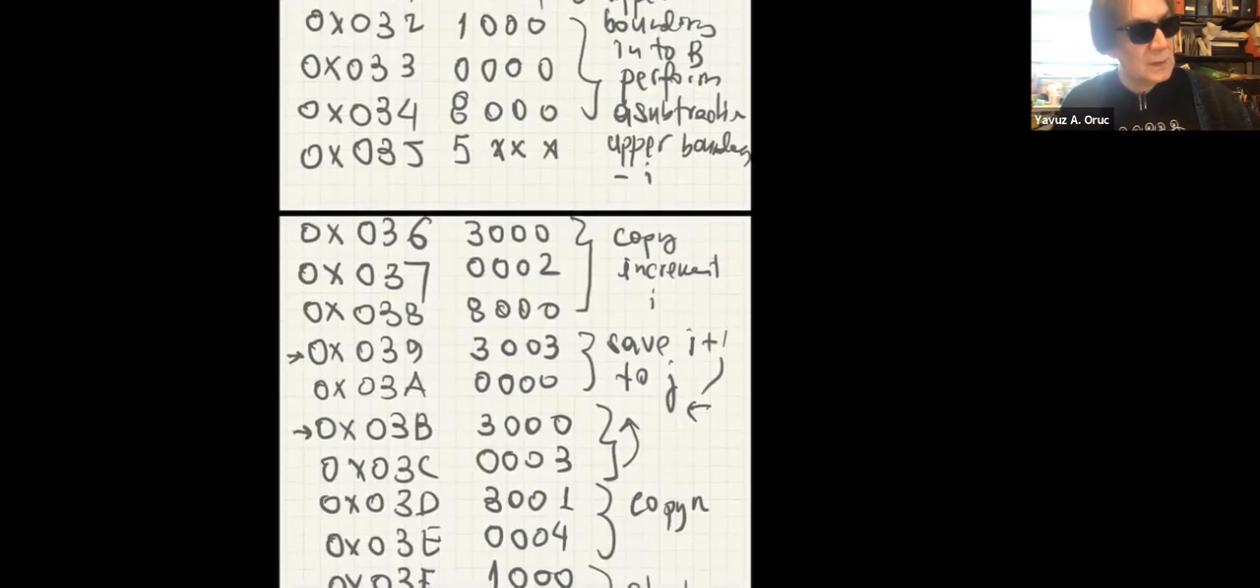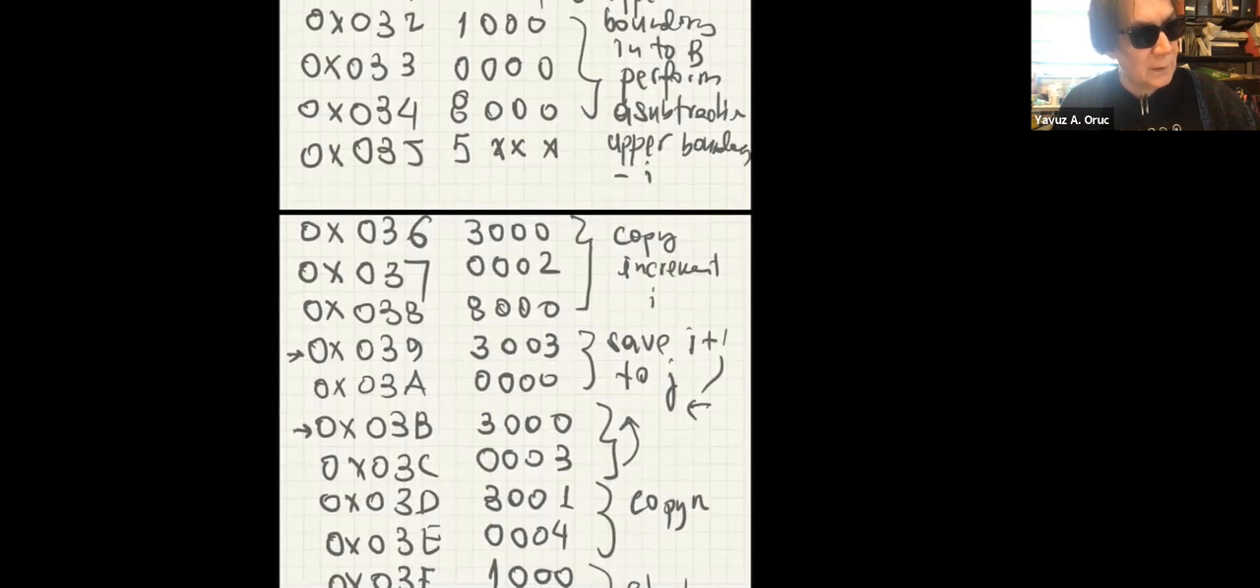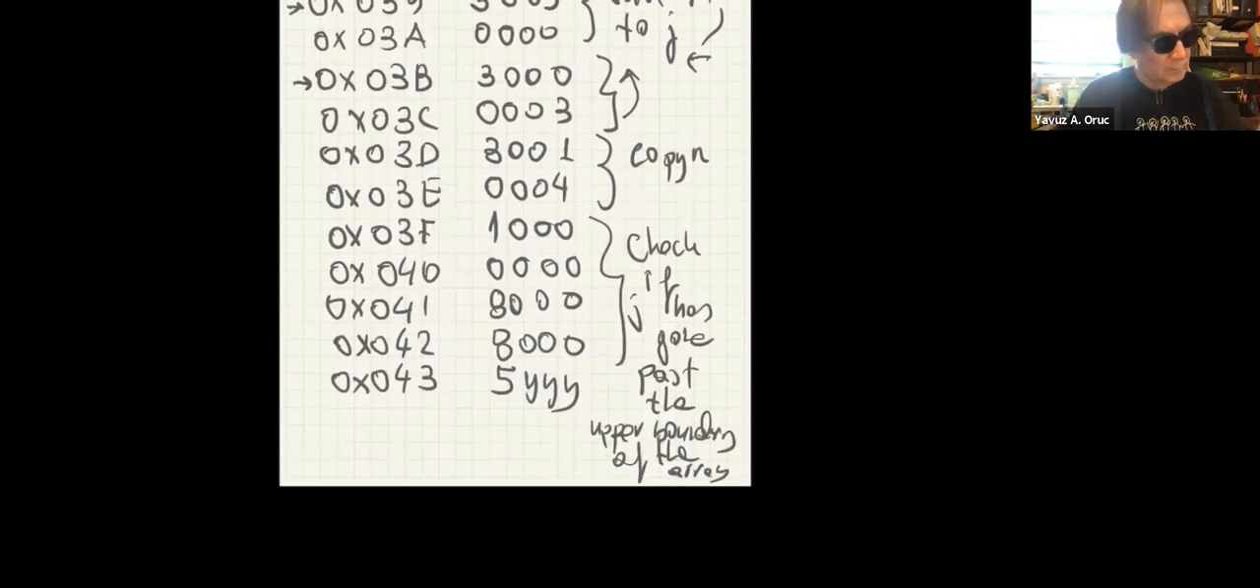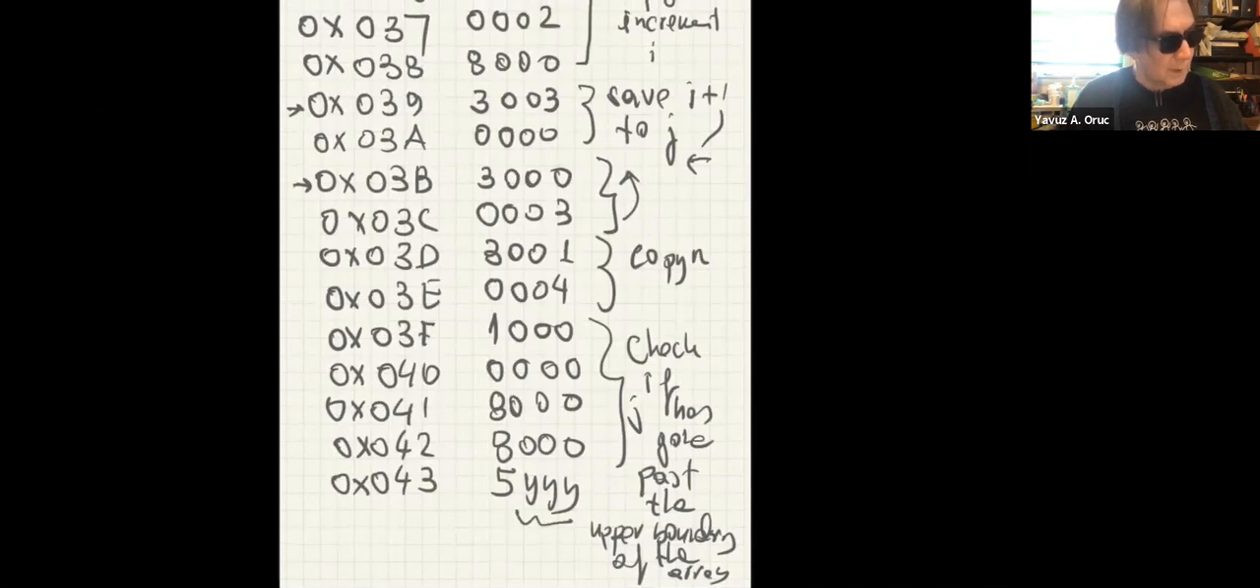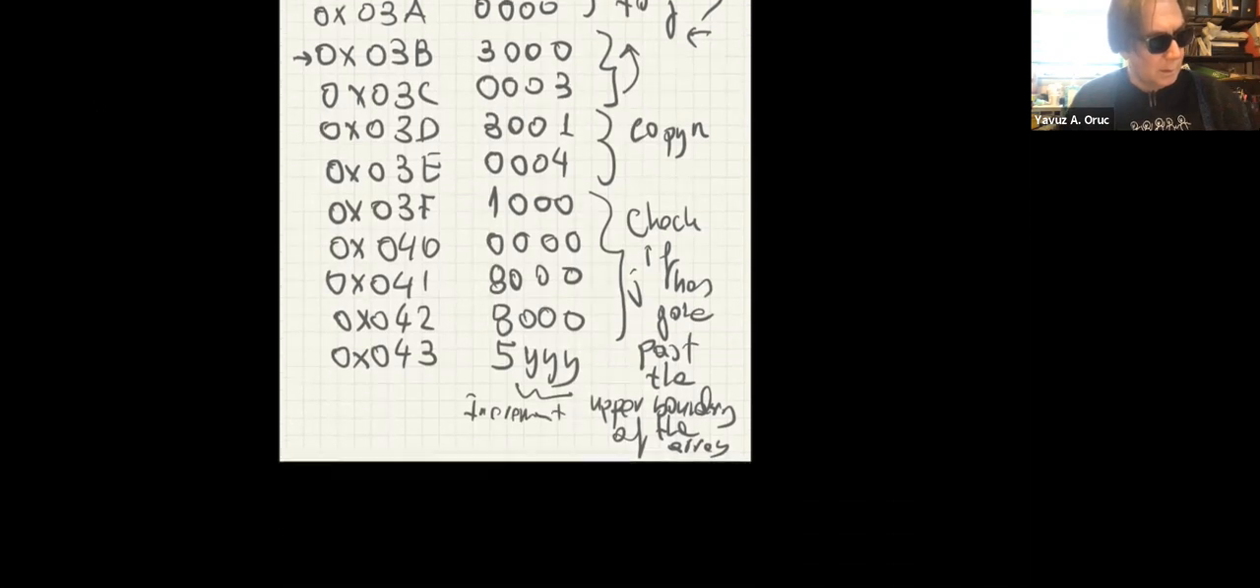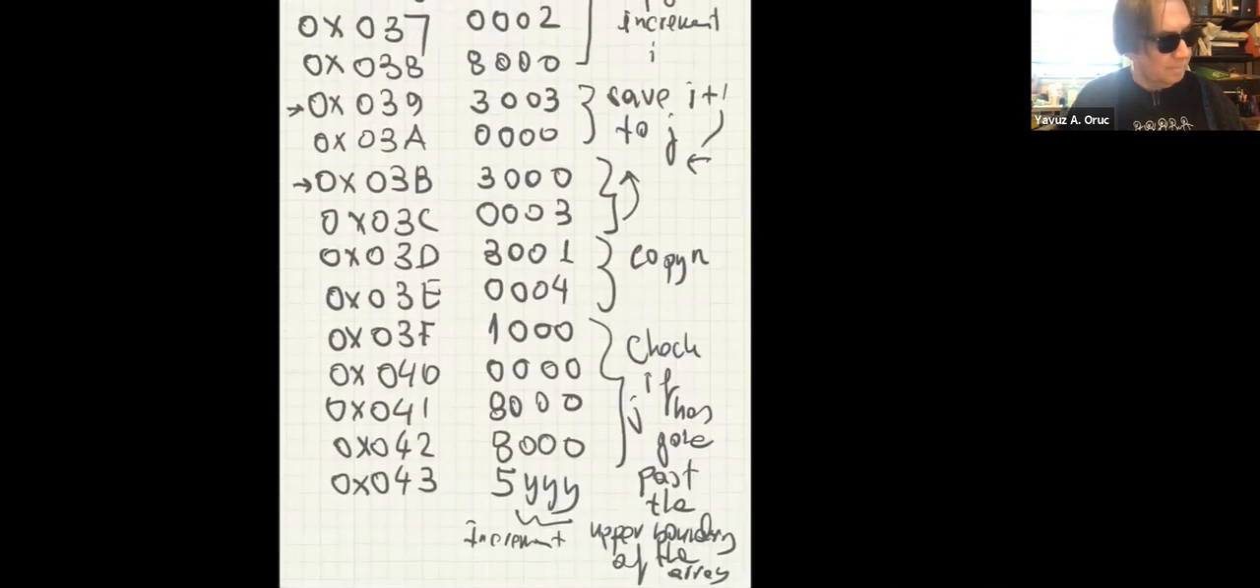Let me just write these addresses. So this is where the halt address is. And this is increment I and return to the outer loop address. Okay.